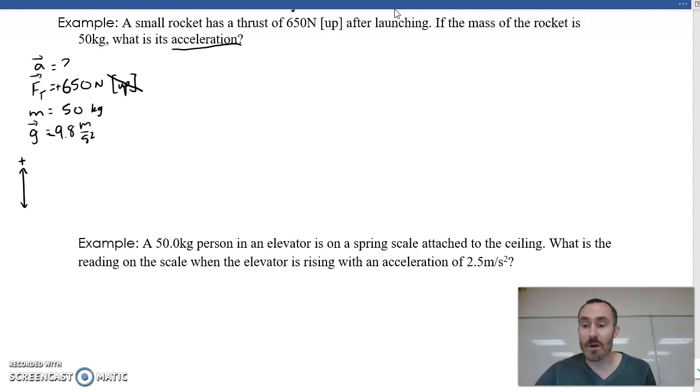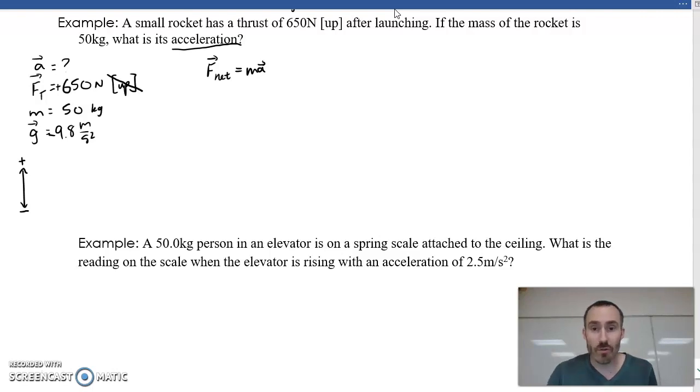That up is going to be our positive direction and down is going to be our negative direction. Okay, and so our acceleration of gravity is negative 9.8 and our force of thrust is going to be upward, positive 650. So what we're looking for is total acceleration, and we're going to get that from F net equals ma, because what this equation means is total force, or the sum of all the forces, is equal to the mass times the total acceleration. And so this A is what we're trying to solve for.